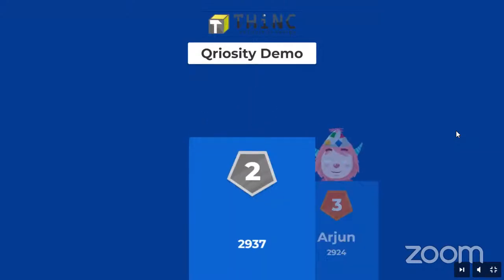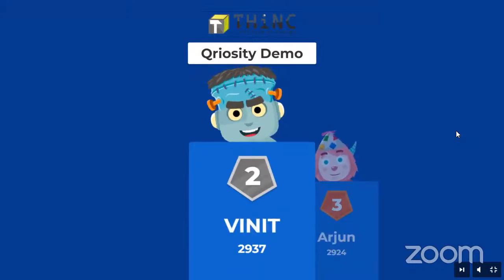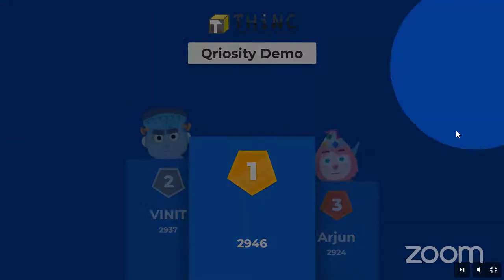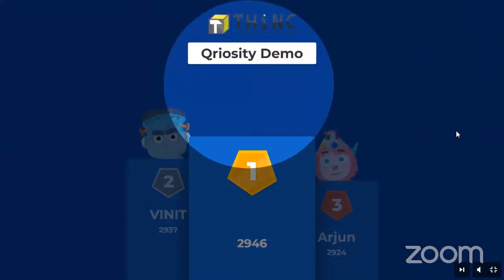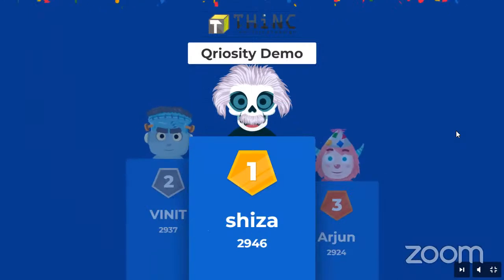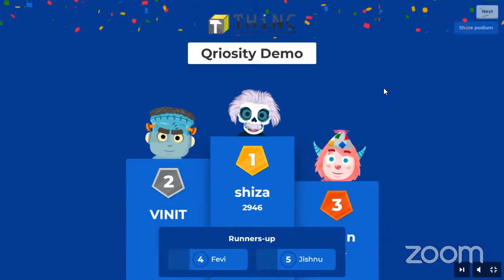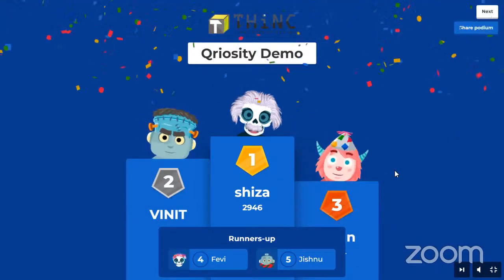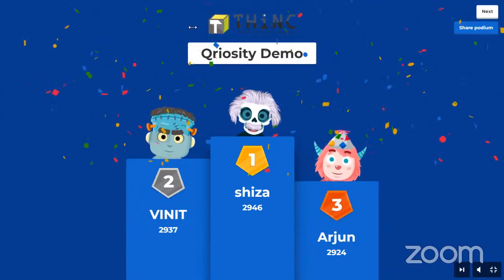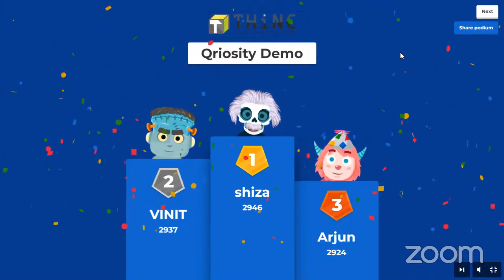Here Arjun is on 3rd, on the 2nd position it's Vineet, and on 1st position it's Shiza. Hope and Fabian are on 4th and 5th. So this is how the curiosity quiz works. Without any delay, we will move on to the actual one.